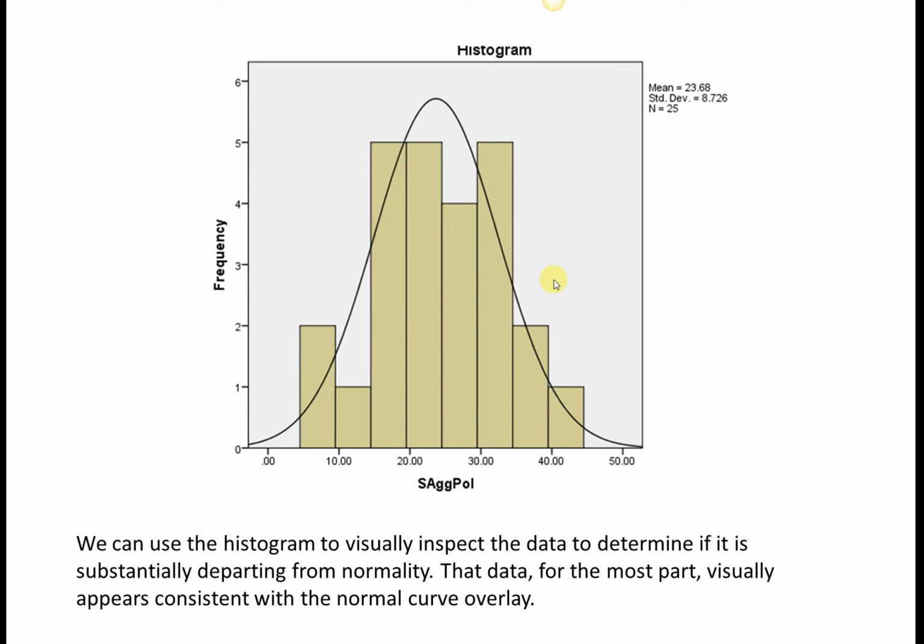Here's our histogram of the data, and you can see that this is a normal curve overlay, and it's not perfectly normal by any stretch, but the bars are largely following this general trend. So we might visually say that the data appears to be reasonably normal. It's not perfectly normal by any stretch, but it has a general normality trend.